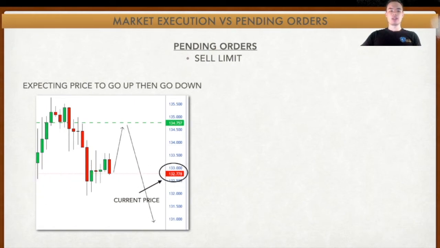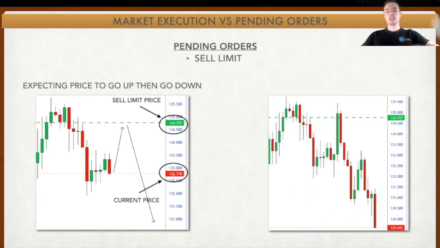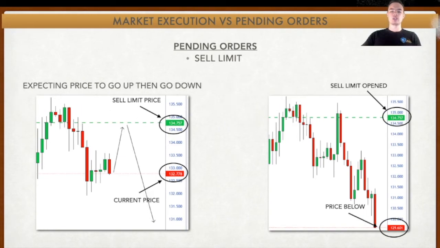That's the current price, 132.778. You're expecting it to first go up to 134.757 and then crash down from 134.757. So you put a sell limit over there. As you can see, price went up, it passed 134.757, it opened the sell and then crashed down, and you started profiting over there. It reached all the way down to 129.601.